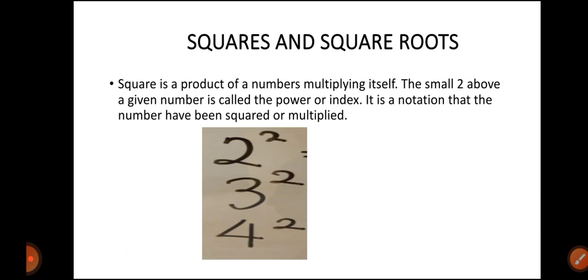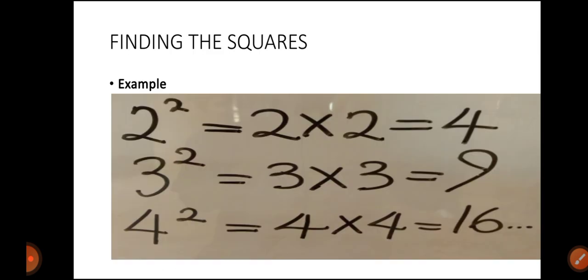Let's move further and see what we have in stock. Now we are going to find the squares of different numbers. The square of 2: that means you multiply 2 two times, 2 times 2 is equal to 4. So the square of 2 is 4. The square of 3 means you write 3 with a small 2 on it, which is 3 times 3, which is 9. Also, 4 with a small 2 on top of it means 4 times 4, which is equal to 16. So once you see that 2 there, it means the number must be multiplied 2 times.